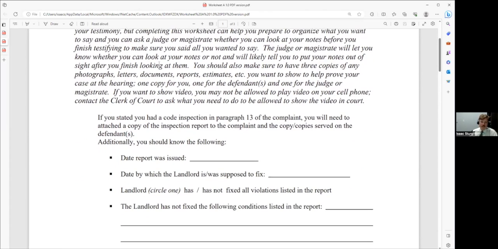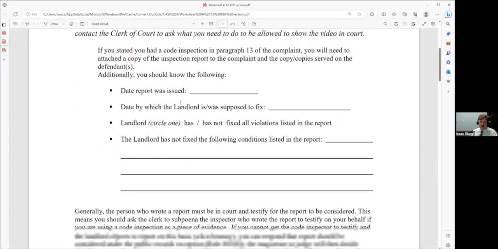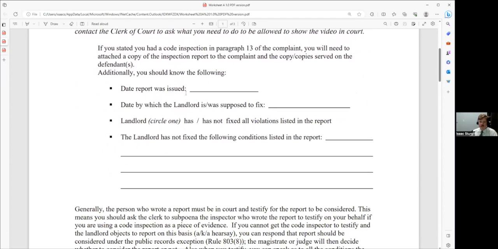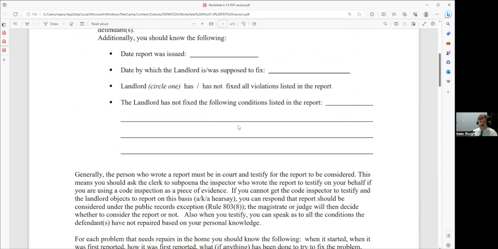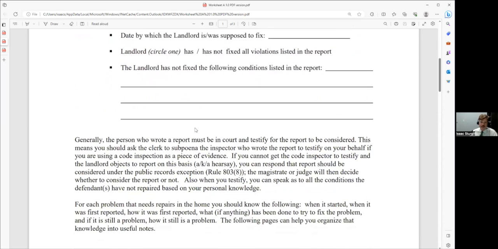And so the first part is for code inspection reports. If there was a code inspection, you want to write down the date it was issued, the date the landlord was ordered to fix it by the city or the county, check whether or not the landlord has fixed the problems or not, and then list the ones that the landlord hasn't fixed. So again, this thing is not something that the tenant would file. It's just a piece of paper the tenant can keep to help the tenant get organized for the case.